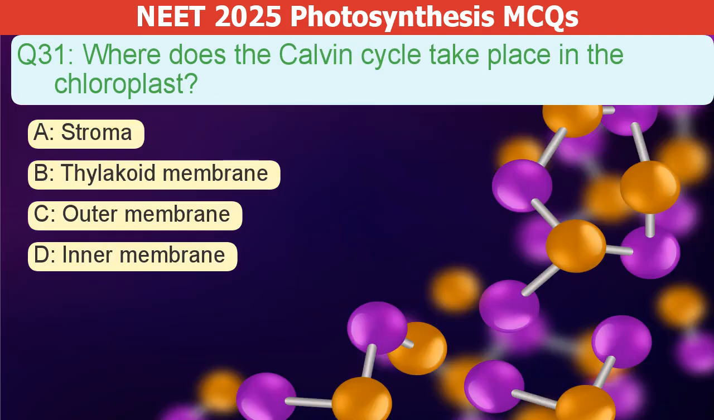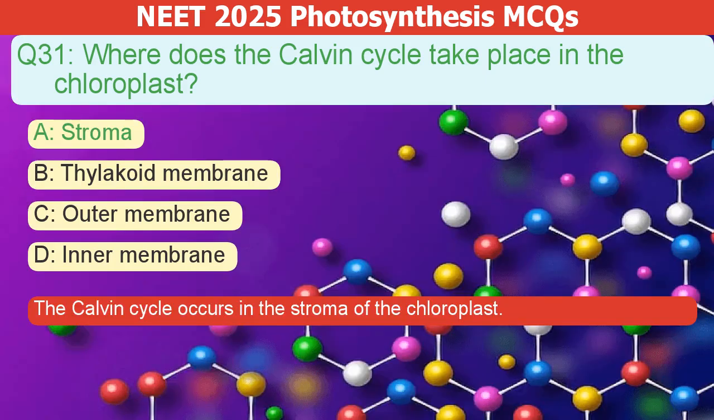Where does the Calvin cycle take place in the chloroplast? A. Stroma. B. Thylakoid membrane. C. Outer membrane. D. Inner membrane. The correct answer is A. The Calvin cycle occurs in the stroma of the chloroplast.